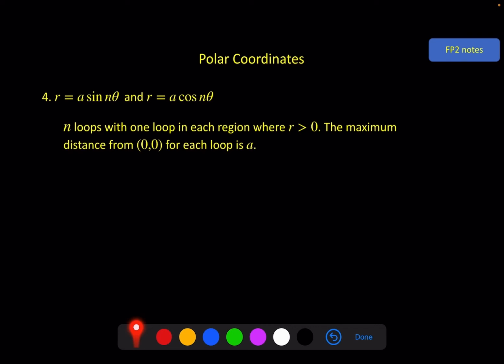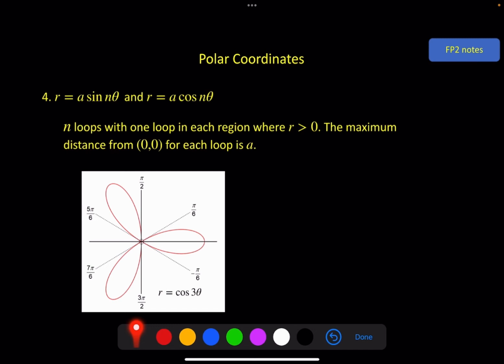The maximum distance from 0, 0 for each loop is a. So this point from here to here, this distance is a. From here going out radially to this distance is a, and so is this. In this case, a is 1, and it's cosine 3 theta, so we have 3 loops. Here where r is positive, here r would be negative, so we don't sketch it, even though some apps would. Here again, on the second cycle, r is positive, r would be negative, and on the third cycle, r is positive, r would be negative.